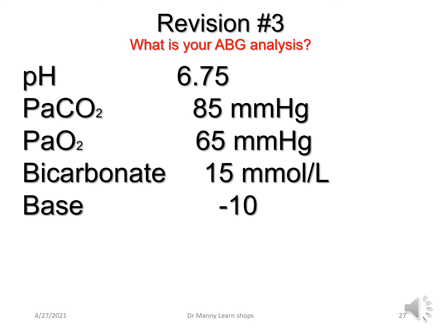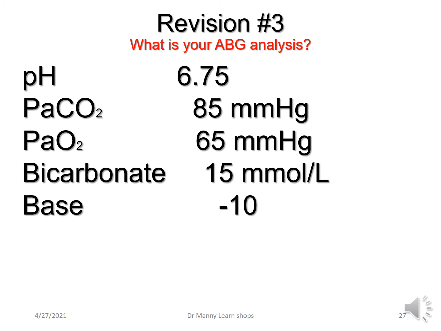pH 6.75. What are they? Acidemic or alkalemic? They're acidemic. They're in acidemia. It's less than 7.35. Why are they acidemic? Let's look at the PaCO2. It's greater than 45. They must be hypoventilating. If they're hypoventilating, they're retaining carbon dioxide. That's why they've got a PaCO2 of 85 millimeters of mercury.